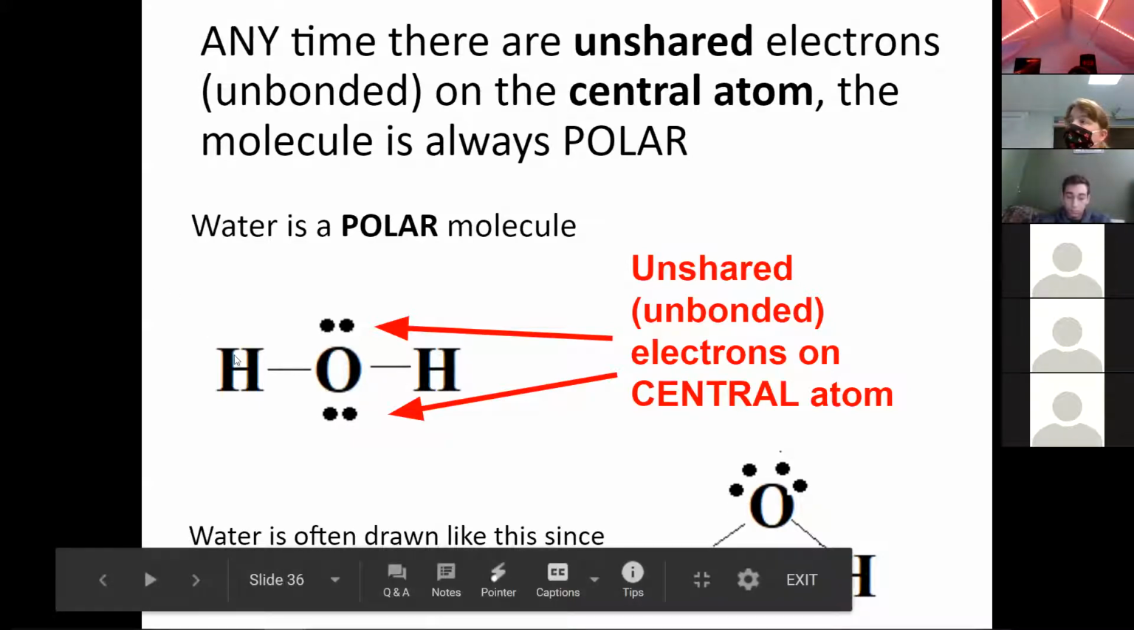The reason is, even though it looks like these are the same, we also have two sets of electrons and they are not the same. Okay, so pretend those were different atoms. They are different than the hydrogens.